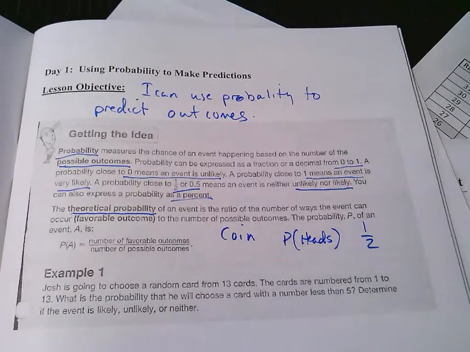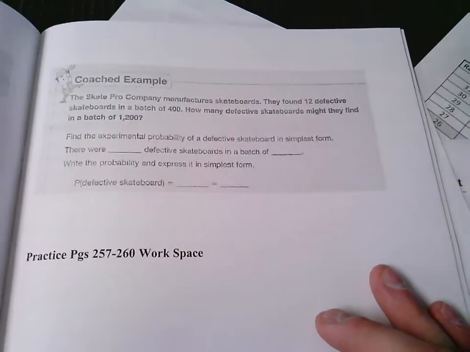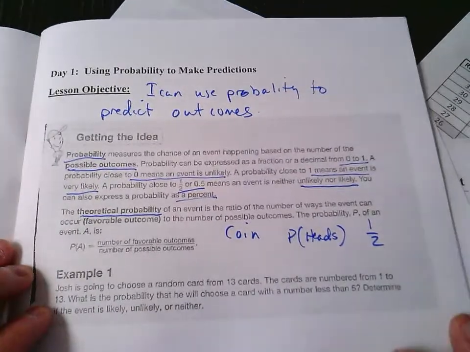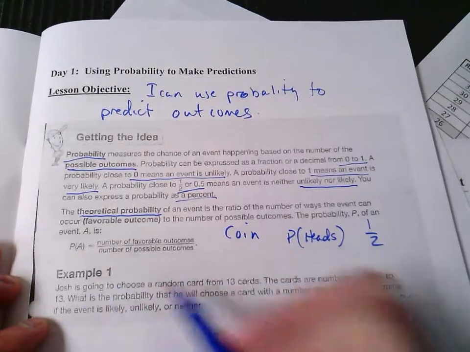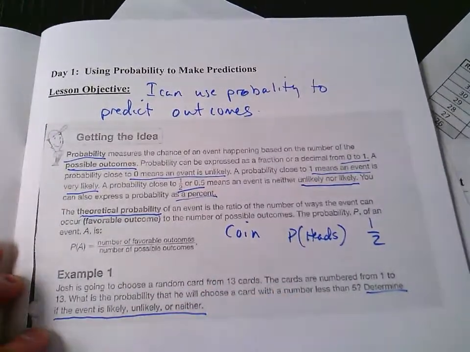All right, so let's take a look. In this video, we'll go through example 1, example 2, and example 3. And then there'll be some problems that we'll work out of a separate booklet. So, example 1. Determine if this event is likely, unlikely, or neither.